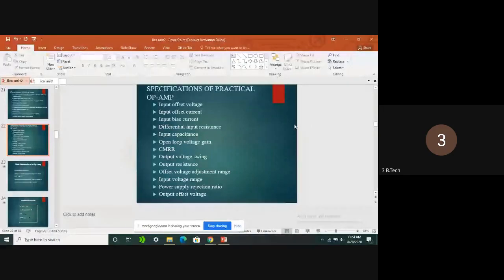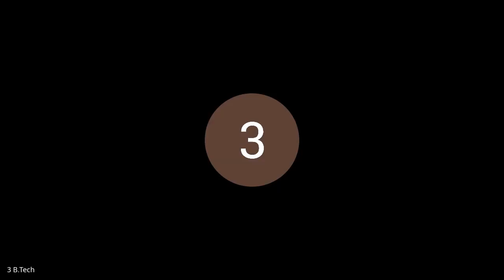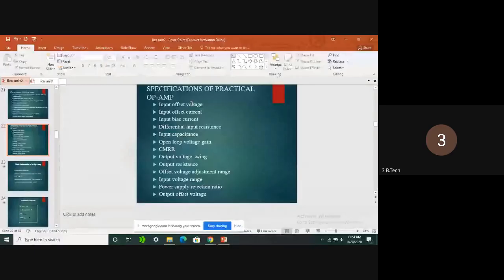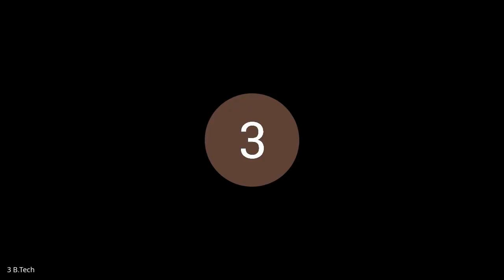So, input offset voltages. I already told you about offset voltages and offset currents. Offset currents or offset voltages are the output that appears without giving any input, so that type of current should be 0 for a particular operational amplifier. And bias current is the basic current needed to activate the operational amplifier. And differential input resistance. All these characteristics we can see here.